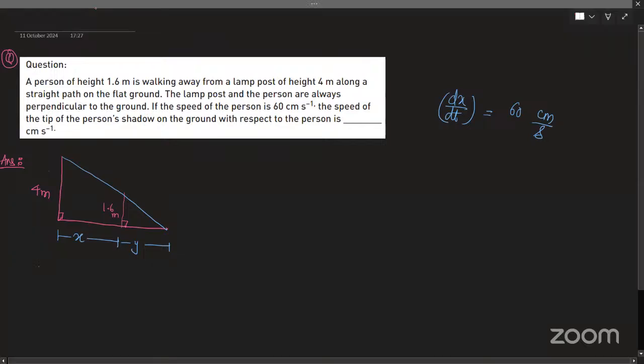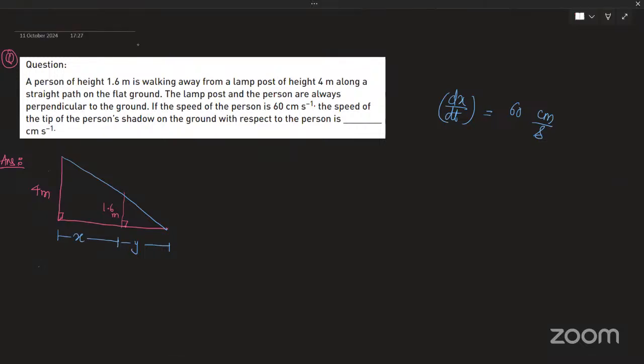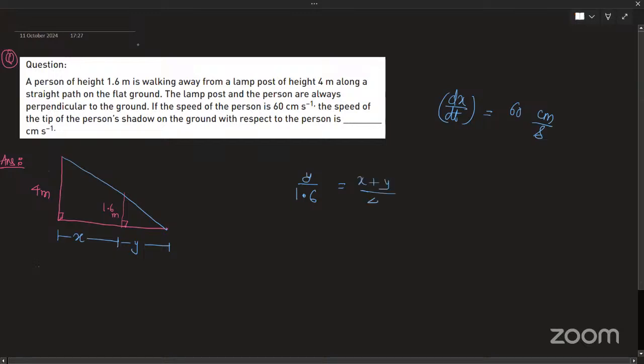So can I establish a relation between y and x? I can apply basic proportionality theorem. Both of these are similar triangles. So I can write y divided by 1.6 is equal to x plus y divided by 4, right? So 4y is equal to 1.6x plus 1.6y, right? So I'll take it that side. So 1.6x can be written as 4 minus 1.6, how much? 2.4 y, right? So y will become 2 by 3 times of x. Y is 2 by 3 times of x.